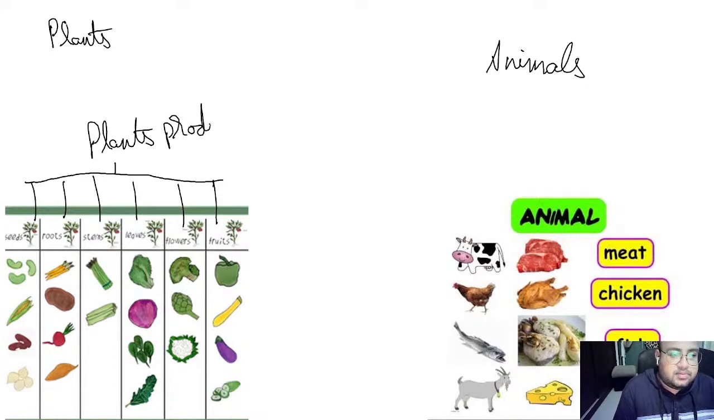Plant products of food. Here are a few small examples. If it comes to seeds, you can write pulses, corn, and cereals. If it's root, it is carrot, potatoes, onions. If it's stems, it is celery, and a few more. If it's leaves, it is cabbage, spinach, and a few greens which we consume. If it's flowers, it is cauliflower, broccoli, and if it's fruits, apple, banana, etc. These are a few examples you can write down: plant products of food.